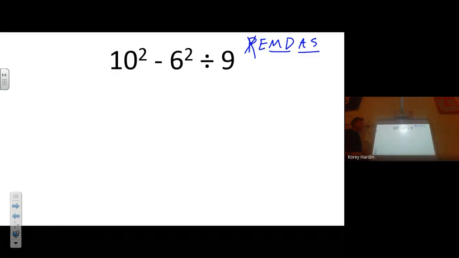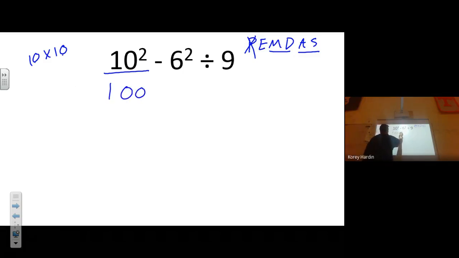I do have exponents, and with those exponents, I'm just going to do them from left to right. So I'm going to do the 10 to the second power first. 10 to the second power is 10 times 10. 1 times 1 is 1. Add both the zeros, that's 100. So I've got 100 minus 6 to the second power divided by 9.